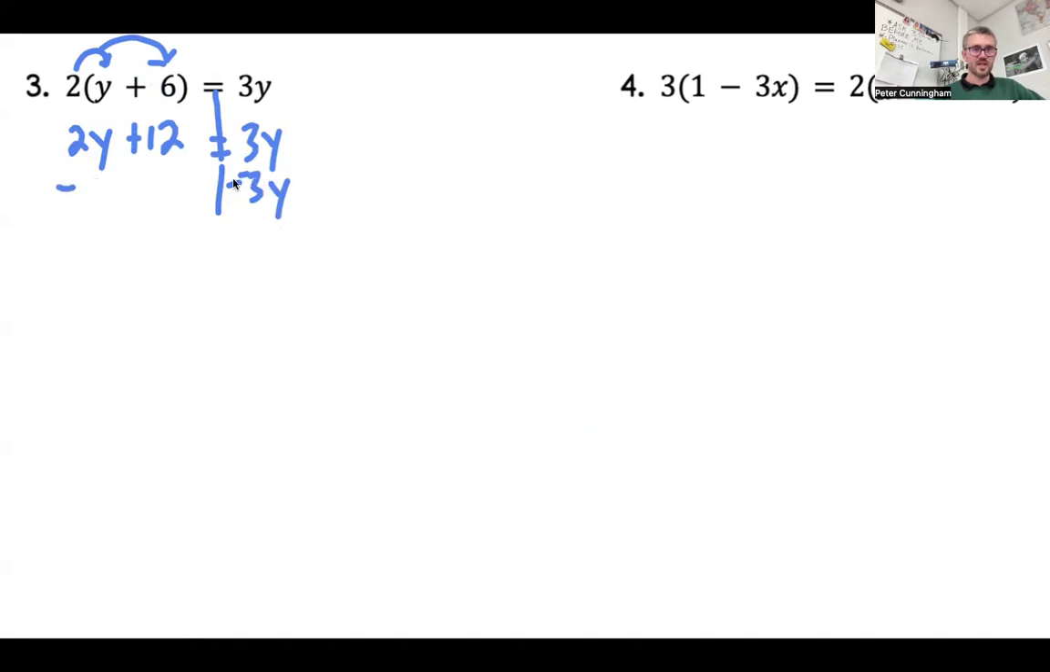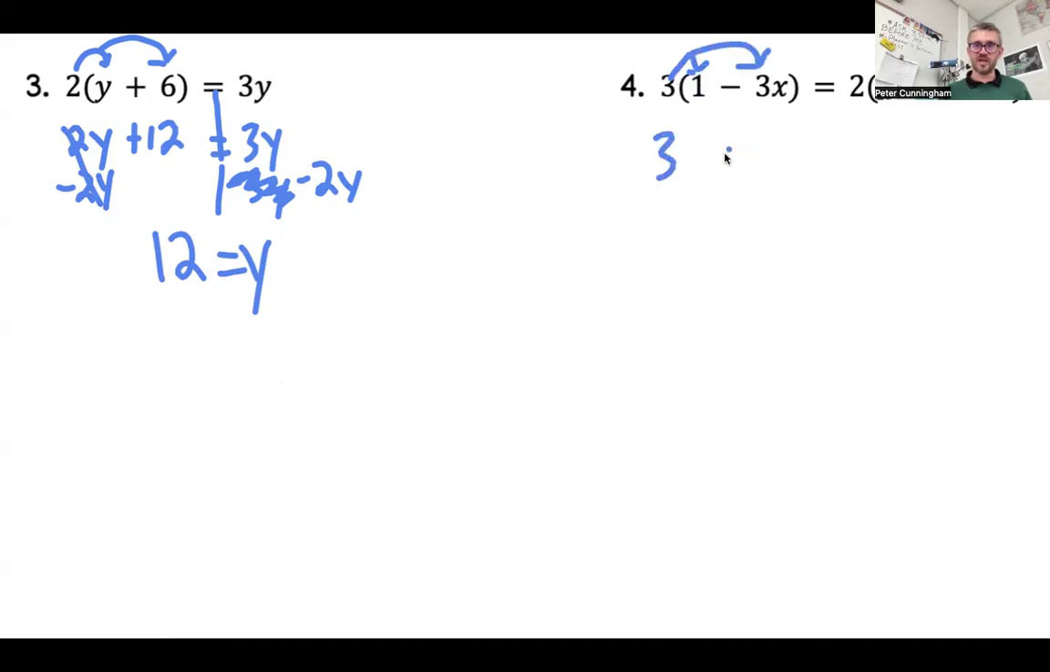Actually, let's not do that. Let's take 2y away because then I can avoid negatives. 3y minus 2y, and that gives me 1y equals 12. If I would have done it the other way, it would have been fine too. I would have had negative y equals negative 12, so positive y equals 12, but I'd rather deal with positives if I can.